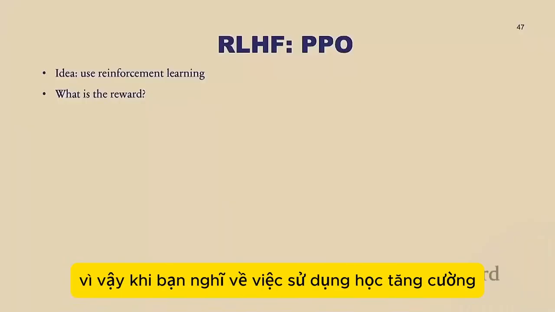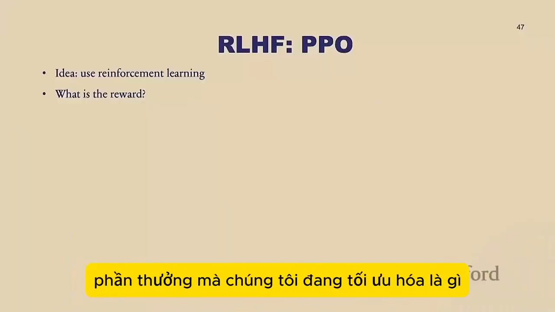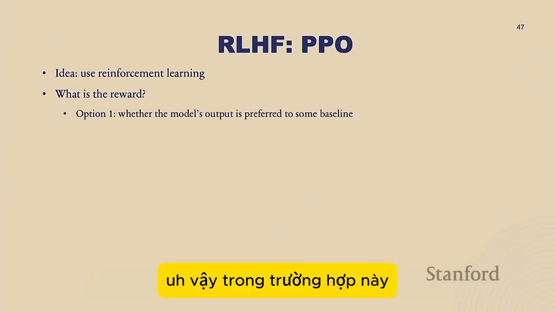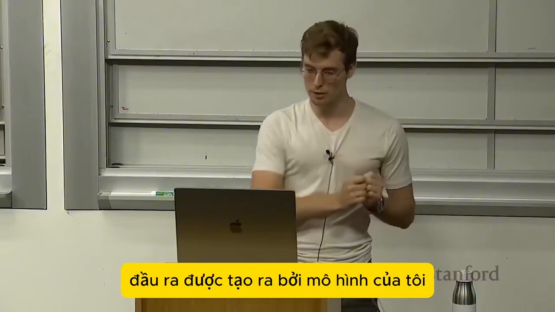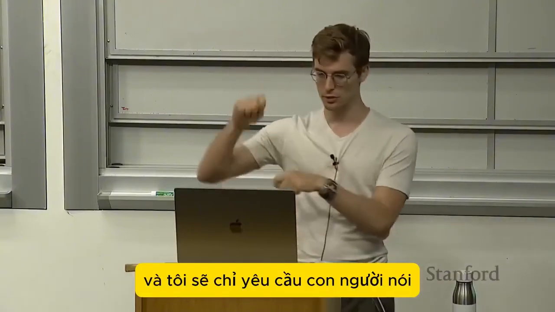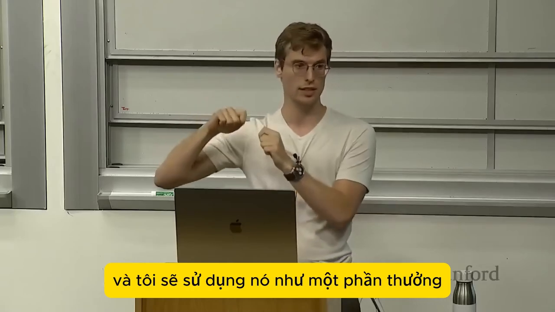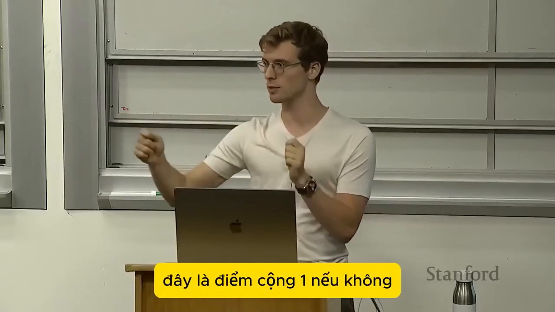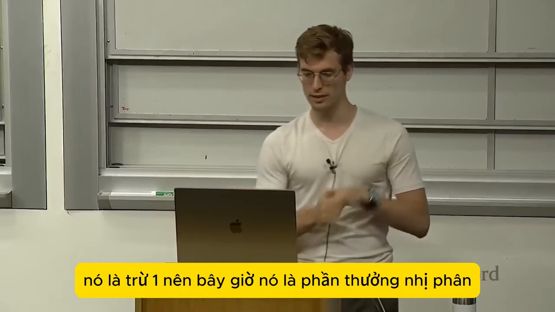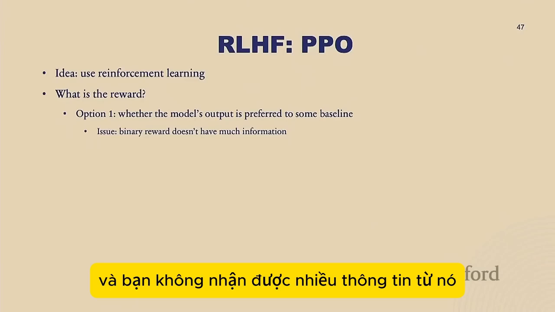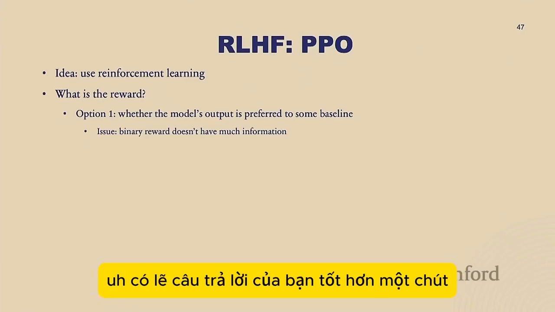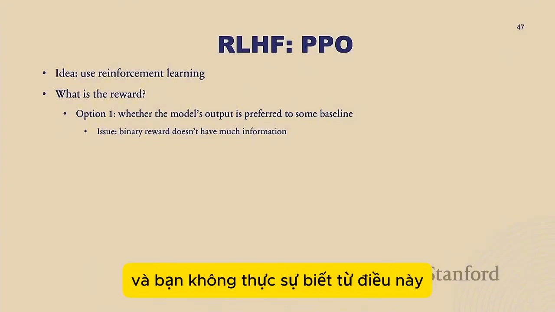So when you think about using reinforcement learning, one important question is, what is the reward that we're optimizing? In this case, there are really two options that I could think about. The first one, you could just say, I'm going to compare the output generated by some baseline with the output generated by my model, and I'm just going to ask the human to say which one is better, and I'm going to use this as a reward. So if I'm better than the baseline, this is a +1. If not, it's a -1. So now it's a binary reward. The problem with binary reward is that it's very sparse, and you don't get much information out of it. Maybe your answer was slightly better, maybe it was way better, and you don't really know from this how much better it was.